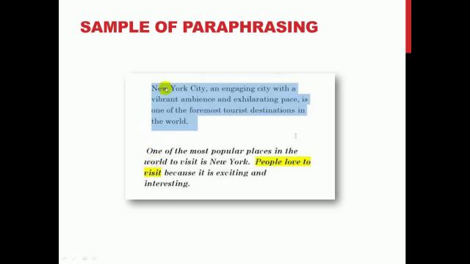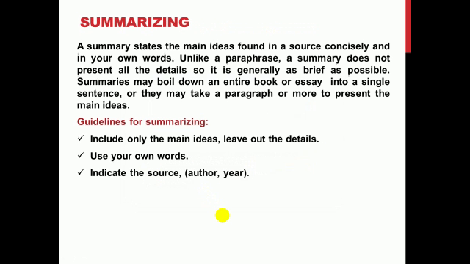In the original text they start with New York City. Now I can start with the definition or the characteristics of New York City. Then I can add that people love to visit because it is exciting and interesting. Vibrant ambience and exhilarating can be translated into exciting and interesting. So I am using simpler words than the original one.